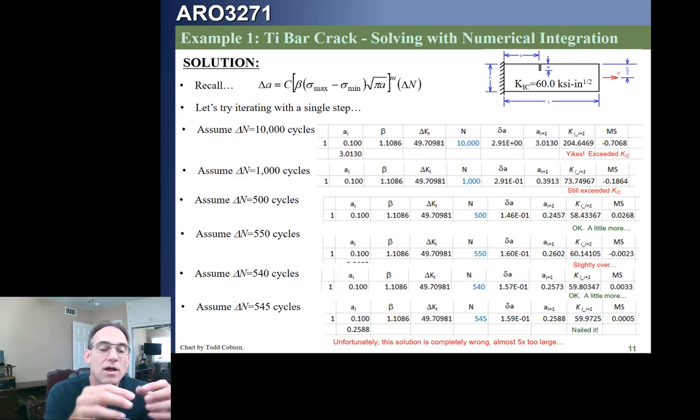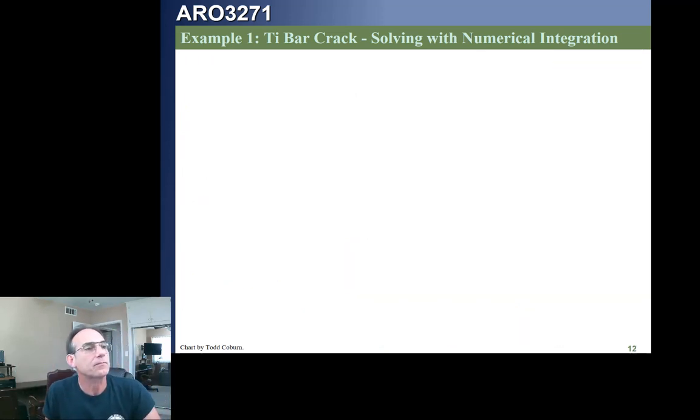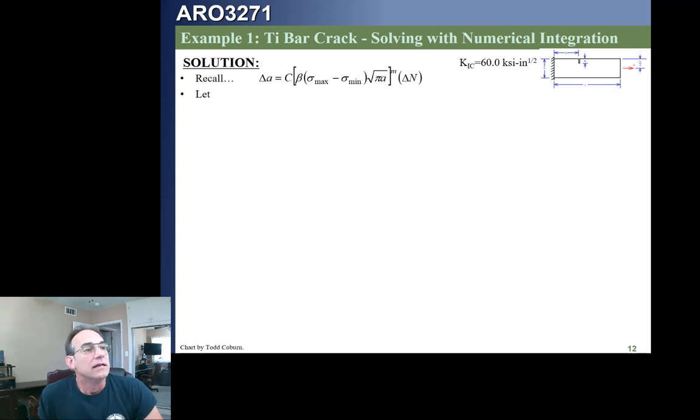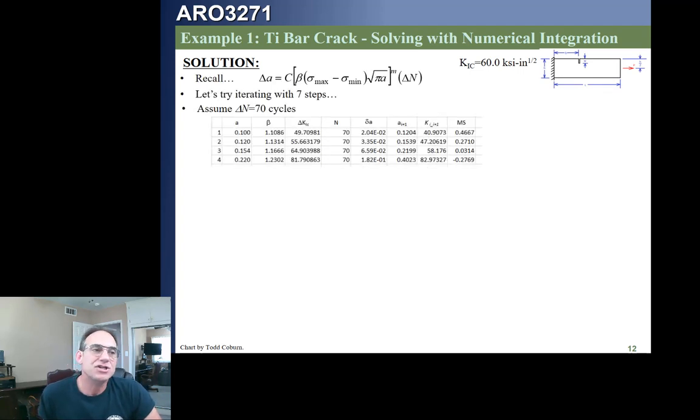Let's take a look at how, if we had used more steps per iteration, how that would have come out. For example, let's try iterating in 7 steps. So let's just make a wild guess and assume 70. Let's say our next approach is to try and do this numerically, and let's say we start with 70 cycles.